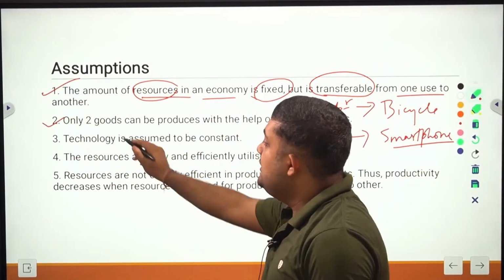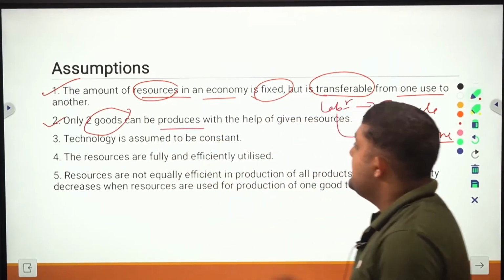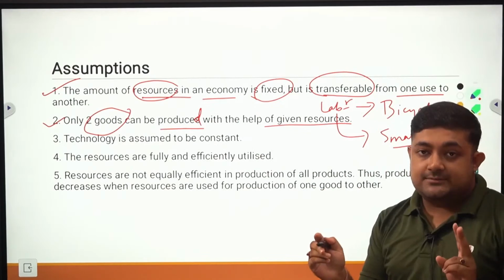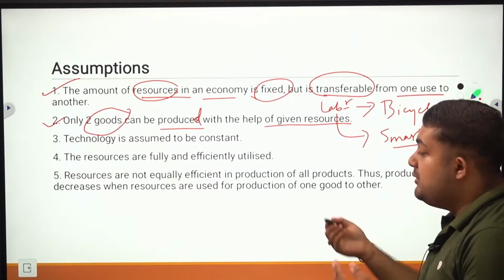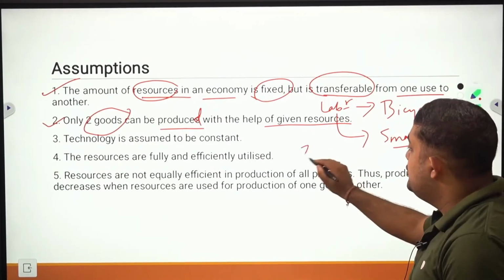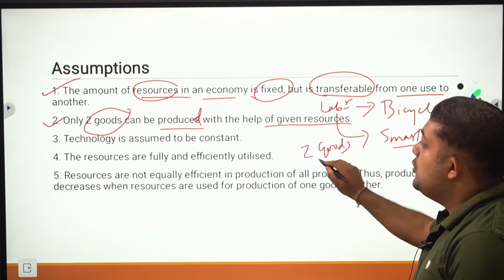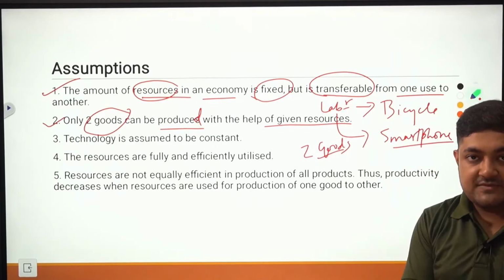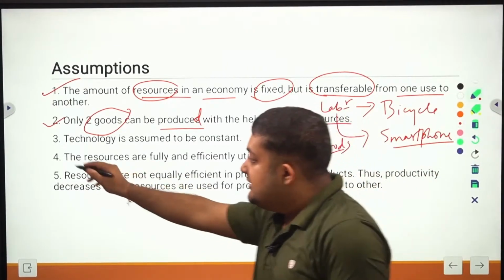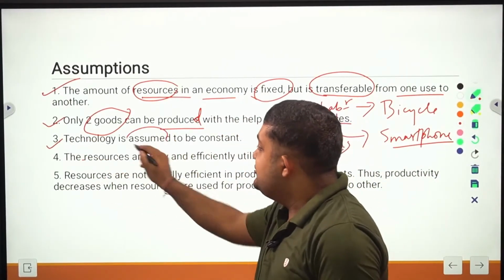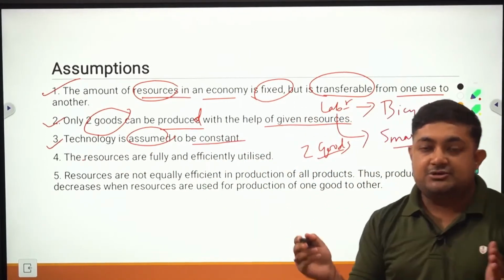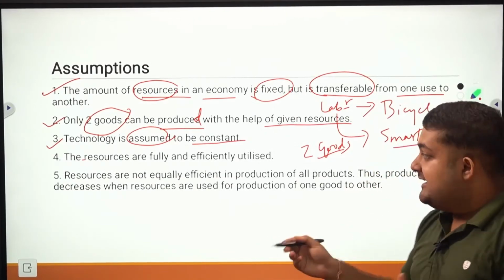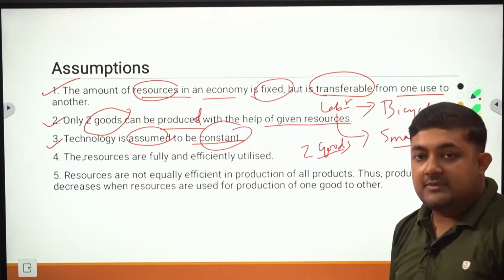The second assumption is that only two goods can be produced with the help of given resources. So basically in PPC or PPF we talk about only two goods, okay. Third, the technology is assumed to be constant, the machinery, that is also assumed to be constant, okay.